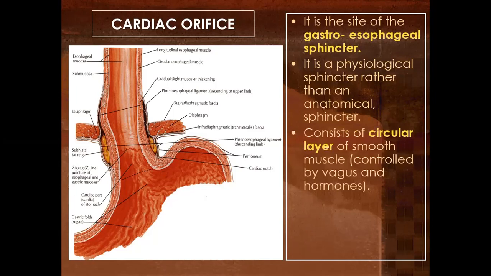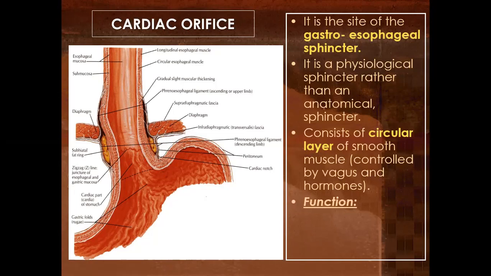So why does this happen? Because of the circular layer of smooth muscle. There are two types of muscle, as you know. Most of the parts of the GIT have an inner circular and outer longitudinal layer of smooth muscle fibers. The inner circular smooth muscle fibers here contract by the stimulation of the vagus nerve as well as some hormones. So that's why it acts physiologically and this part becomes narrow.